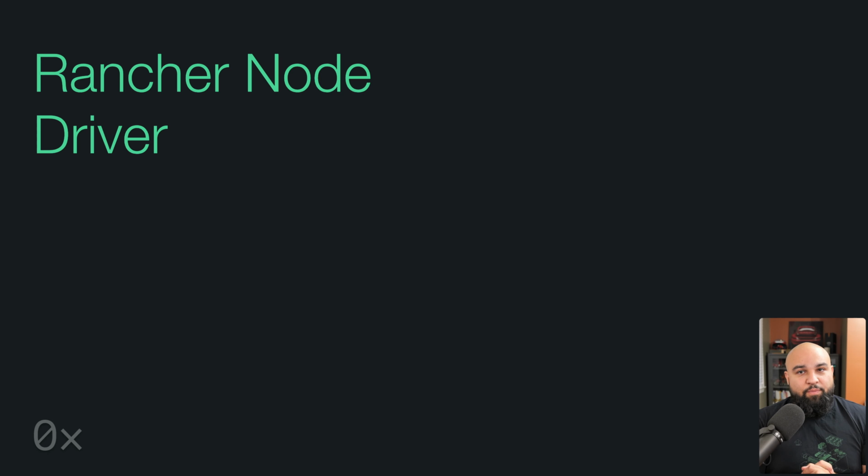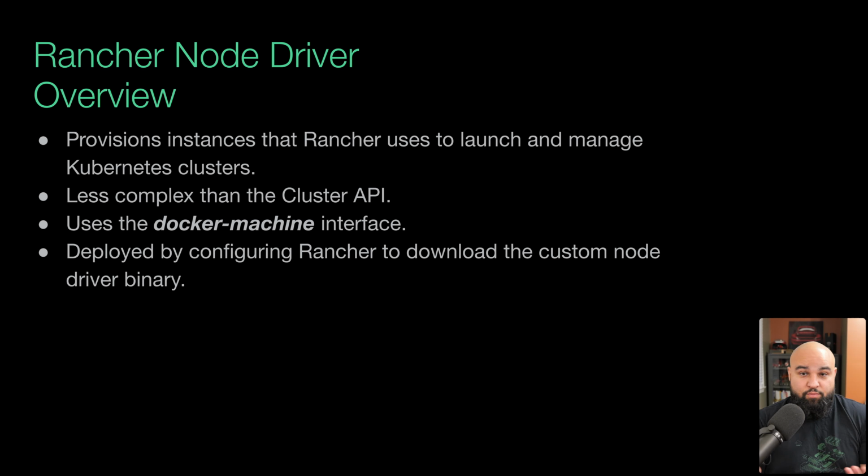There's another plugin though, the Rancher node driver. So Rancher is a sort of Kubernetes distribution, I guess at this point, whatever you want to call it. But the node driver specifically is a plugin that you can install into your Rancher platform, and it's going to be used to provision instances that Rancher can use to manage Kubernetes clusters. So what happens is Rancher will call this Oxide Rancher node driver plugin, say, hey, please create me some Oxide instances, and then it will use those Oxide instances to create Kubernetes clusters.